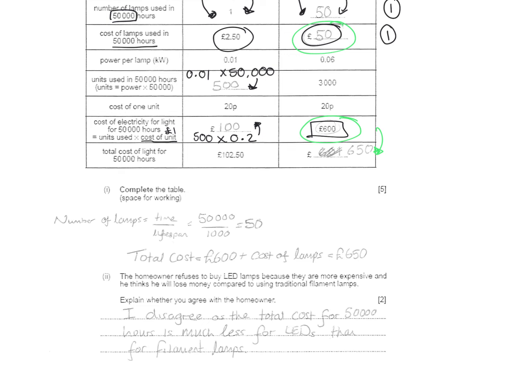Okay, homeowner refuses to buy LED lamps because they're more expensive. He thinks you'll lose money compared to the traditional non-filament lamps. Okay, so if you're looking at the total cost for the 50,000 hours, it is much better to buy them LED lights. You could buy way more lamps for the amount of money that he spent on the traditional lamps.